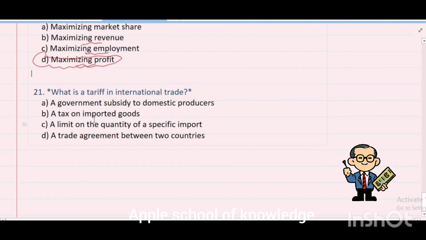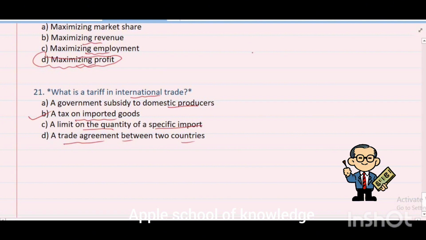Now the last one, which is the 21st. What is a tariff in international trade? Tariffs are taxes imposed on imported goods to protect domestic industries. The first option is a government subsidy to domestic producers. No. A tax on imported goods, I think this one is the correct one. Option B is the correct one. A limit on quantities, or a trade agreement between two countries, is not this one.